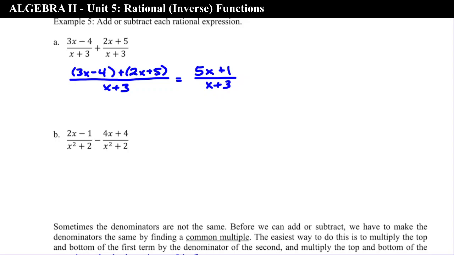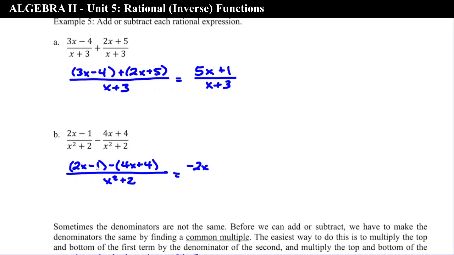All right. Moving down to the next one, we've got 2x minus 1, and this is a subtraction problem. So this is where you've got to be a little bit more careful, because you need to put in parentheses what follows this minus sign, because that minus sign is going to impact everything that follows it. And our common denominator is x squared plus 2. So, in the top we have 2x minus 4x, which is negative 2x.